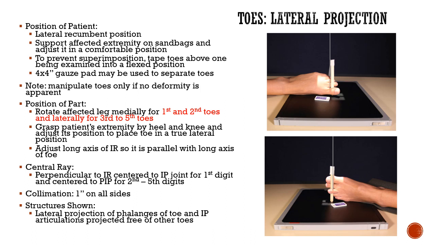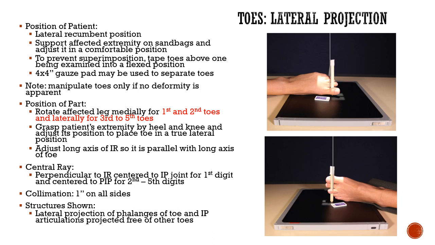So we're going to rotate the affected leg medially for the first and second toes. We're going to rest the medial surface of the foot on the image receptor for the first and second. And for the third, fourth, and fifth, we're going to rest the lateral surface. We're going to ensure that the toe is in a true lateral position, and we want to make sure it's parallel with the long axis of the image receptor and the long axis of the toe. And we're going to center to the IP for the first digit and to the PIP for the second to fifth digits. We're going to collimate 1 inch on all sides.